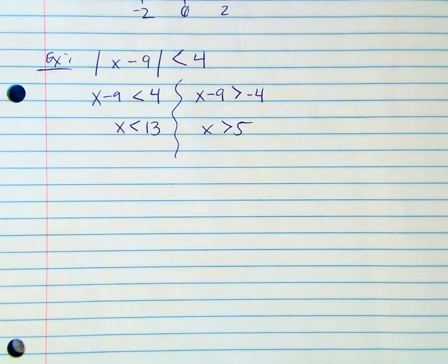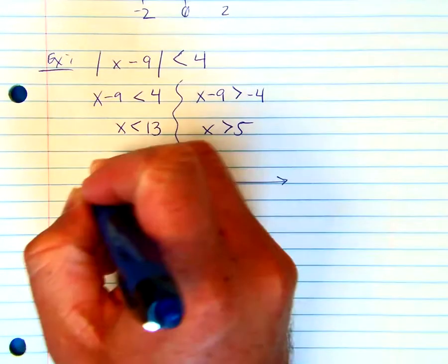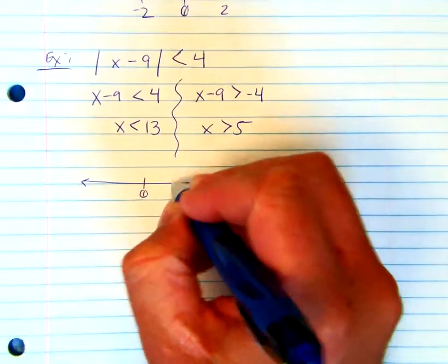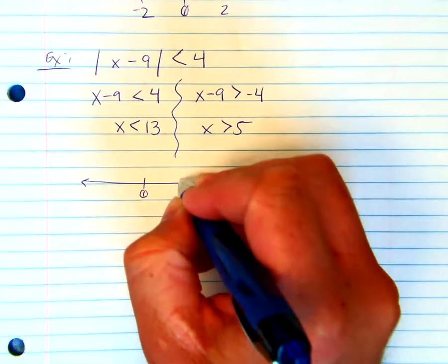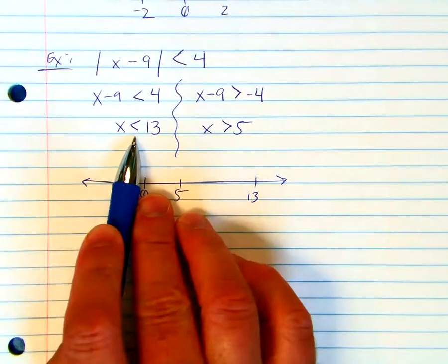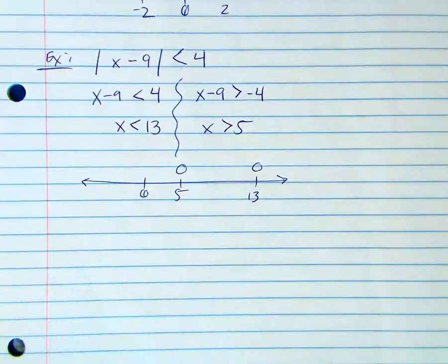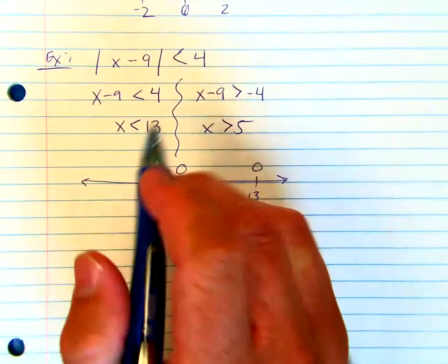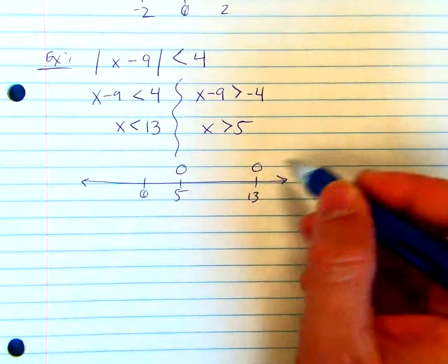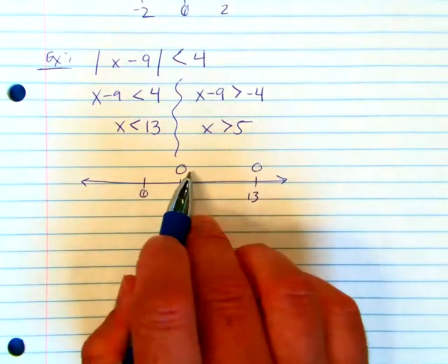And again, as I mentioned in the last example, you have to stop and think about what you're graphing before you create this graph. If I set up a number line, here's 0, there's 5, there's 13. This is not underlined, neither is that, so these will both be empty circles. If it's supposed to be less than 13, this should point to the left. If it's supposed to be greater than 5, this is supposed to point to the right.